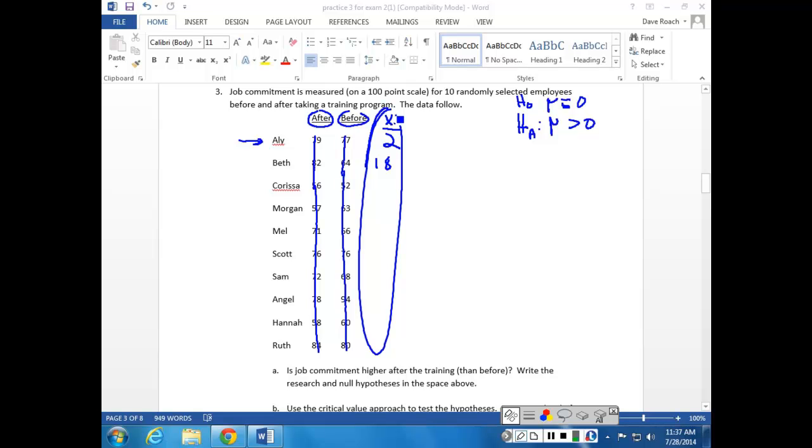Using the critical value approach, degrees of freedom is 9. There are 10 of these numbers, 10 employees. So we're going to reject H0 if the t-statistic is greater than some value. It looks like I didn't put an alpha on this, so let's just say the level of significance is 0.05. So we'll go down to 9 degrees of freedom there, and that's 1.833.